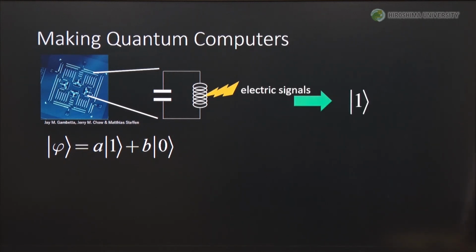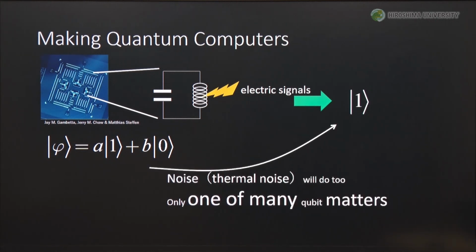Then, using some kind of electric signal, we can read that information, let's say the bit 1. The point is that, as I said, the signal is very small. Then this is our real operation onto this circuit. However, that noise, thermal noise, can make the similar effect or same effect on this quantum qubit.